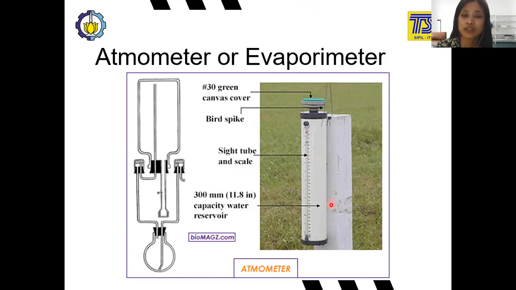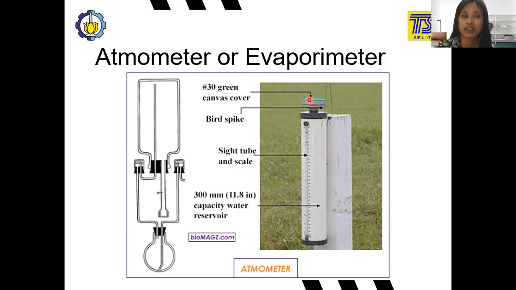Yeah, this one is also similar. There is this canvas cover. The difference is this is the water reservoir. In our previous picture, it is the glass tube, and then there's a scale in the tube, and there's also this green canvas cover. The difference is it is not upside down.